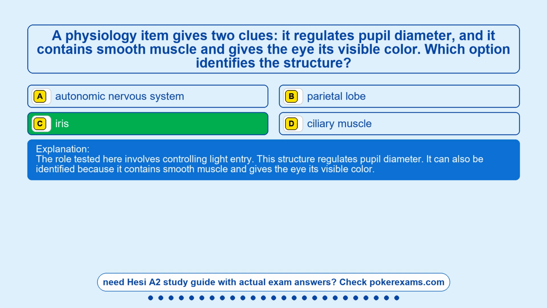The role tested here involves controlling light entry. This structure regulates pupil diameter. It can also be identified because it contains smooth muscle and gives the eye its visible color.